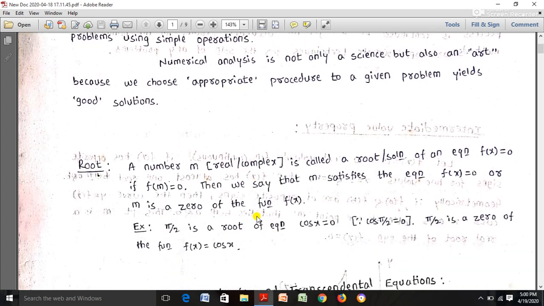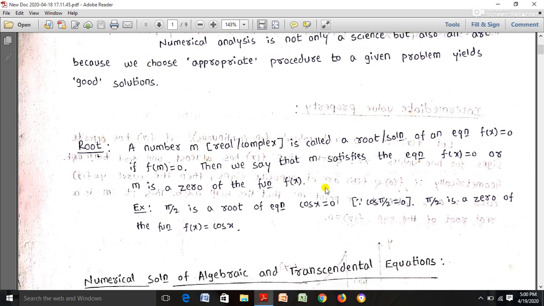So here, what is a root? Root means a number m. That number m, real or complex, any number is called a root, a solution of an equation f of x is equal to 0. If f of m is equal to 0, then we say that m satisfies the equation f of x is equal to 0, or m is a zero of the function f of x.